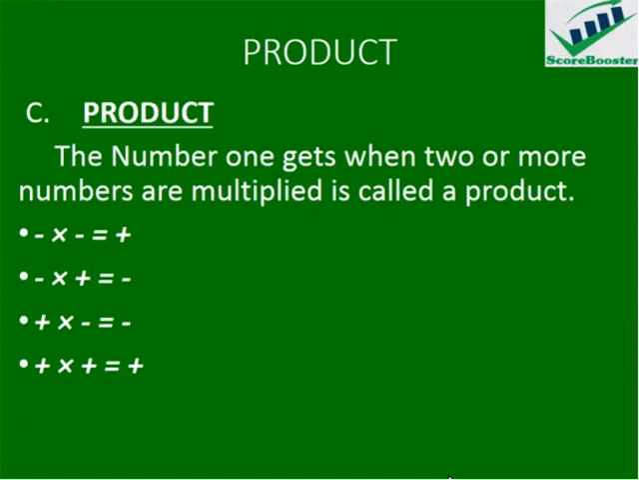So there are some hints that you'll be given. When you multiply minus by minus, the result you get is plus. When you multiply minus by plus, the result you get is minus. When you multiply plus by minus, you get minus, and when you multiply plus by plus, you get plus. These four things are very important in mathematics.